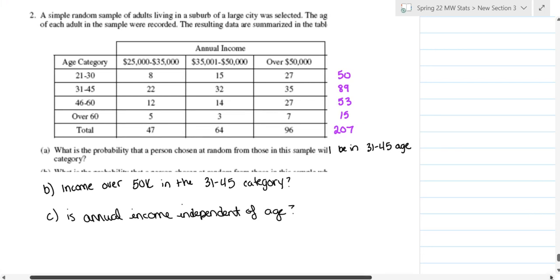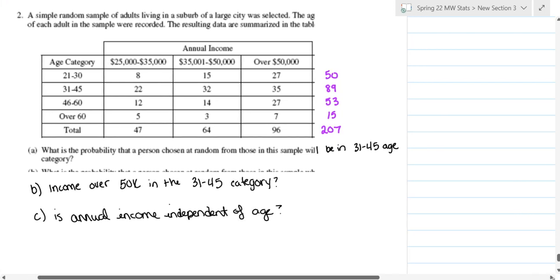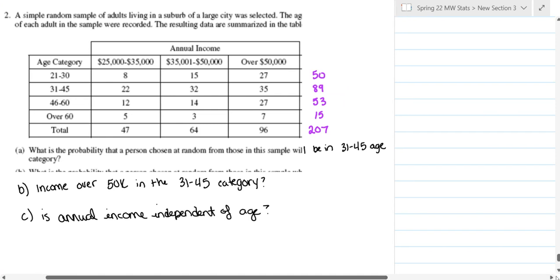All right, so part A, what is the probability that a person chosen at random from the sample will be in the 31 to 45 age category? Well, there's a total of 207. And then 31 to 45 is right here. So we had a total of 89 there. So 89 over 207 is going to give us 0.429.